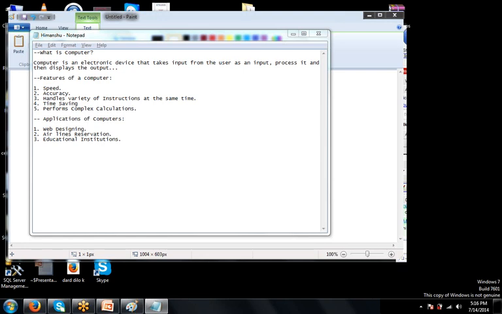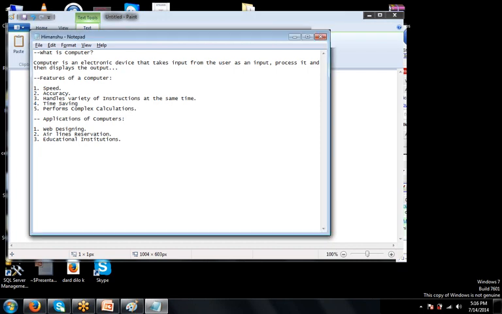A computer is basically an electronic device that takes input from the user, processes it, and then displays the output. So this is a basic definition of a computer. It's an electronic device, which means it runs on electricity.